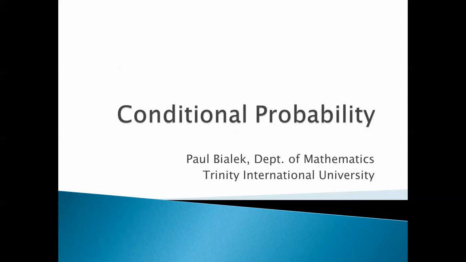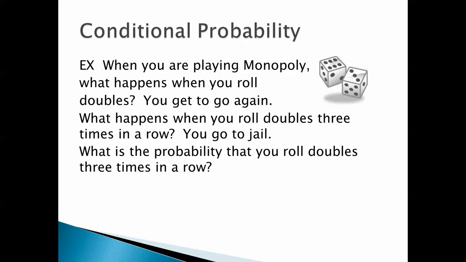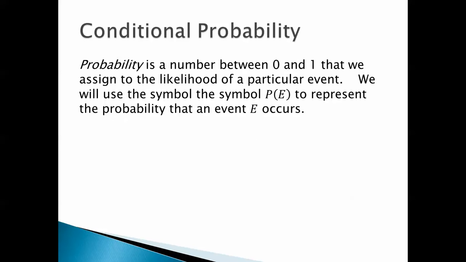Let's look at conditional probability. When you're playing Monopoly, what happens when you roll doubles? You get to go again. What happens when you roll doubles 3 times in a row? You go to jail. What's the probability that you roll doubles 3 times in a row?